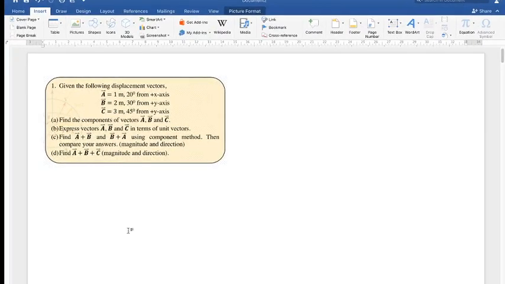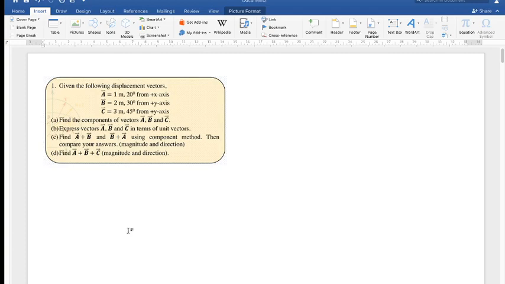Sample problem number 1. Given the following displacement vectors: vector A, 1 meter, 20 degrees from the positive x-axis; vector B, 2 meters, 30 degrees from the positive y-axis; vector C, 3 meters, 45 degrees from the positive y-axis. Find the components of vectors A, B, and C. So how can we do this one?